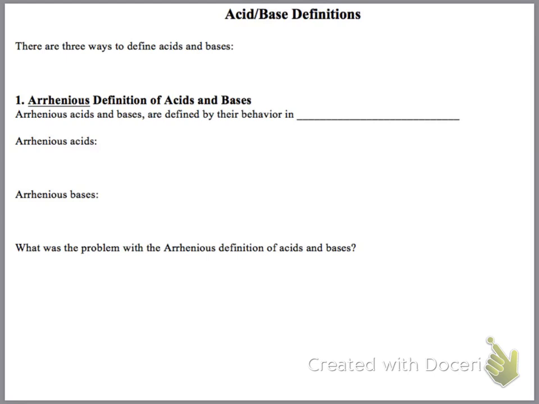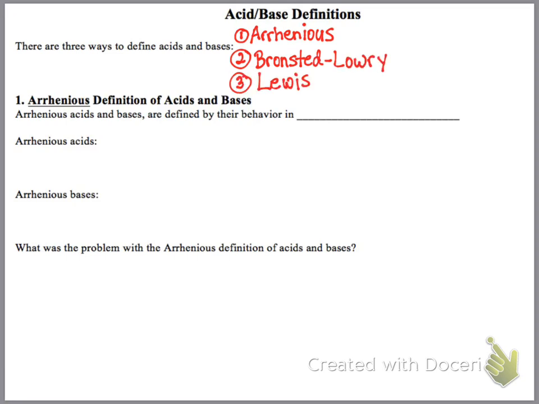So the definitions of acids and bases, there's three common definitions that we're going to talk about. The first is called Arrhenius. And I'm going to do these in order. The first is Arrhenius, the second is Bronsted-Lowry, and the third is Lewis, acids and bases. And again, these are a little bit historical.